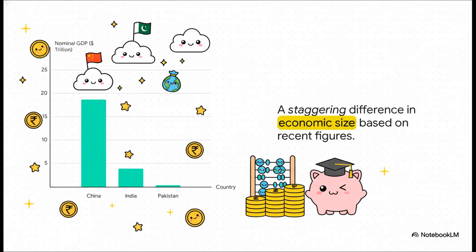What you're looking at here is something called nominal GDP. And wow, the difference is just stark. China's economy is an absolute giant at almost $19 trillion. India, a powerhouse in its own right, is at nearly $4 trillion. And Pakistan is around $0.4 trillion. I mean, just look at that gap. China's economy is roughly 5 times bigger than India's, and India's is more than 10 times the size of Pakistan's. It's just a staggering difference.